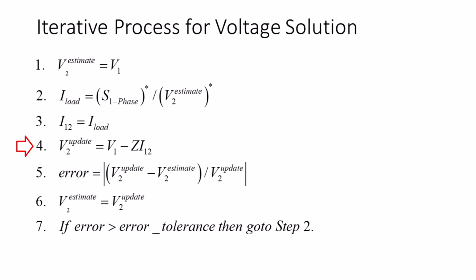If the change in load voltage is small and below our error tolerance, then we have an acceptable solution. But if the error is too large, we repeat the process, using the voltage update as our new estimate. After a number of iterations, we eventually converge to a solution.